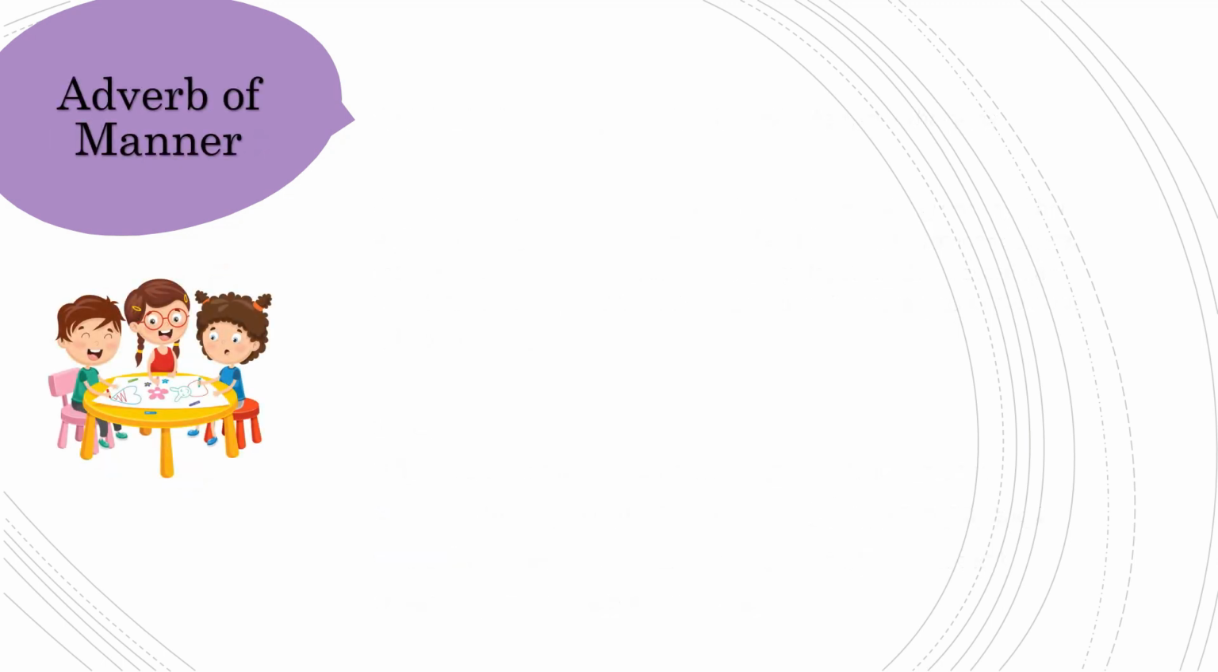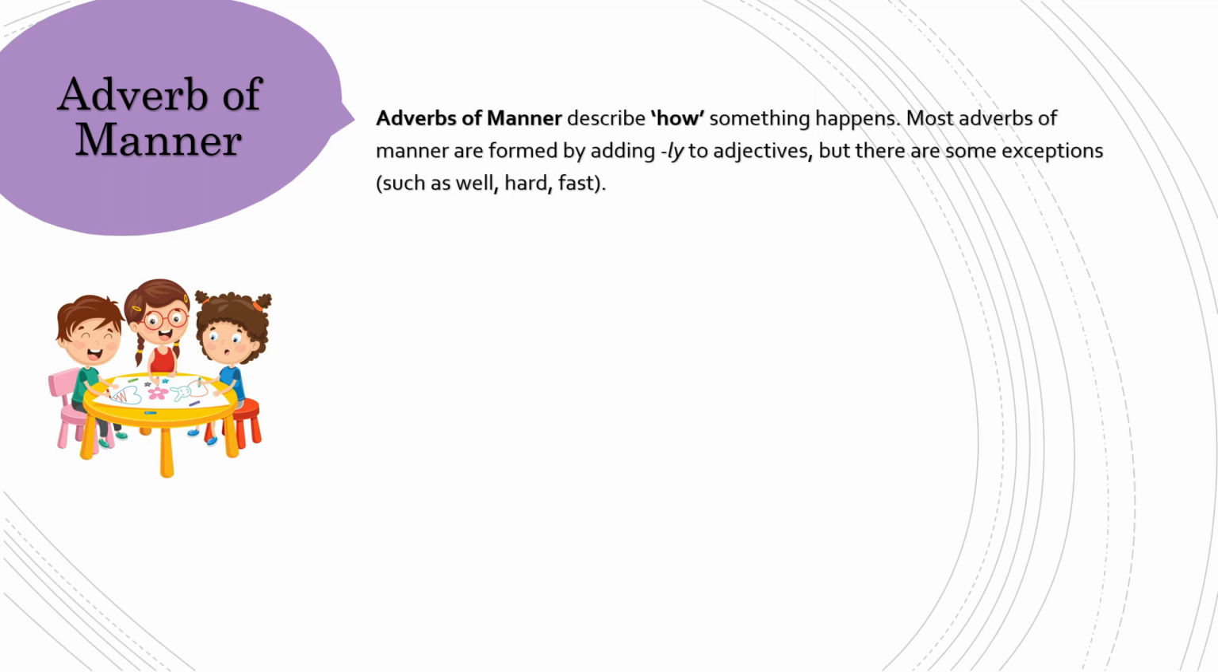Adverb of manner. Adverbs of manner describe how something happens. Most adverbs of manner are formed by adding ly to adjectives, but there are some exceptions, such as well, hard, fast. Adverbs of manner most often appear after a verb, or at the end of a verb phrase.